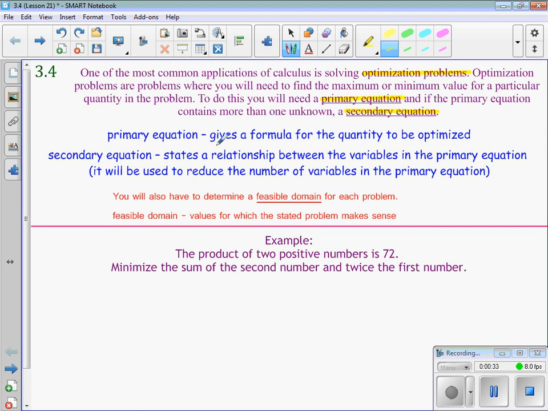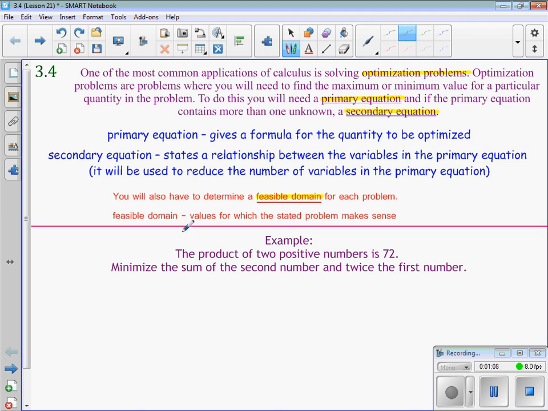So primary equation gives a formula for the quantity to be optimized, and secondary states a relationship between the variables, which they kind of tell you in the problem. Another thing that you want to look at is a feasible domain. You have to just make sure that your answer makes sense for the problem. Sometimes maybe negatives don't make sense, because here it says the product of two positive numbers. So what would be my feasible domain there? Not all reals, but 0 to infinity, right? Because it doesn't make sense to even include 0 or any of the negatives.